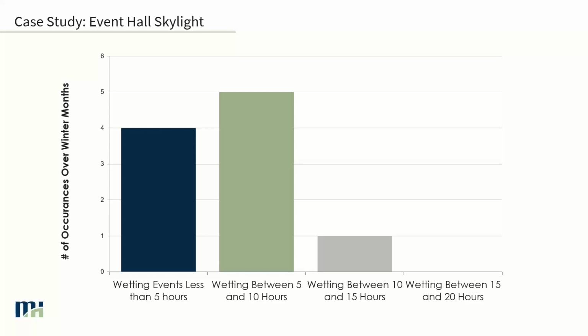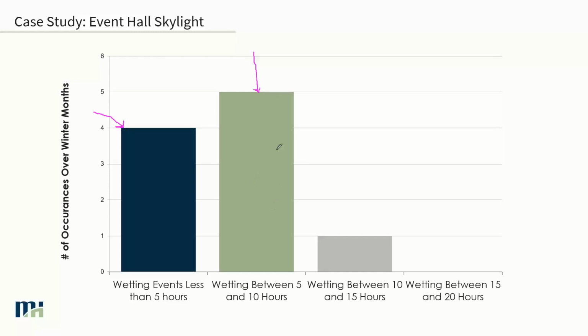In the case of this event hall, looking at this particular location, we were able to look at how many of these wetting events occur over the course of the winter months. In this first case, we see it happened 4 times over the winter where there's a wetting event that was less than 5 hours. So the likelihood is that it's probably going to be taken away before anything really happens to the materials around it. Now, this one, though, is probably the more concerning bit, right? You've got wetting between 5 and 10 hours.